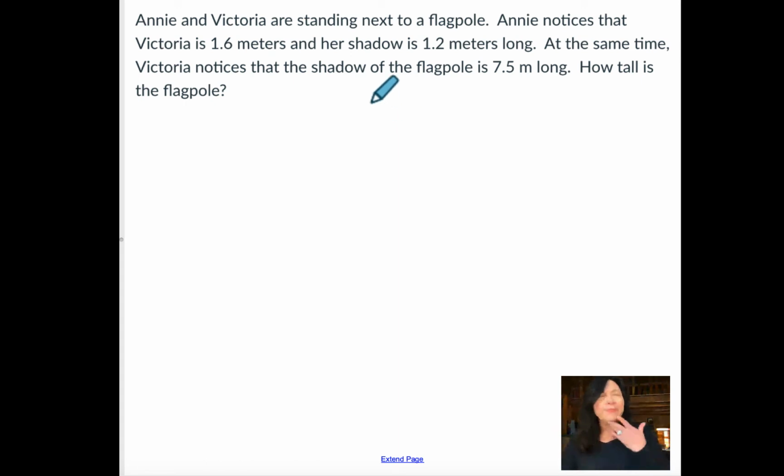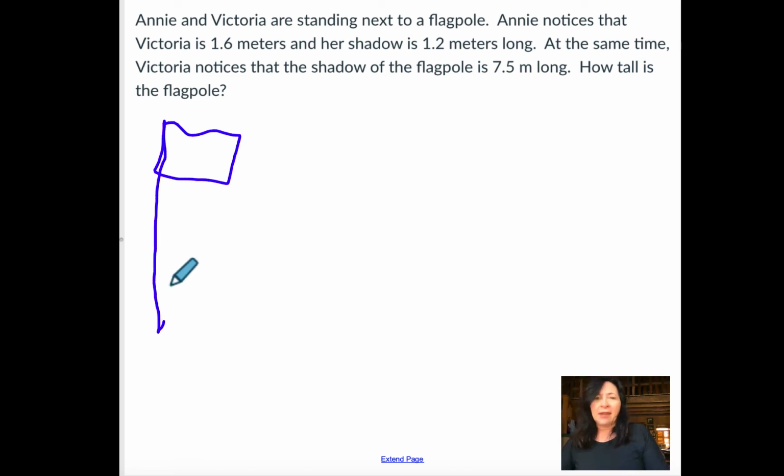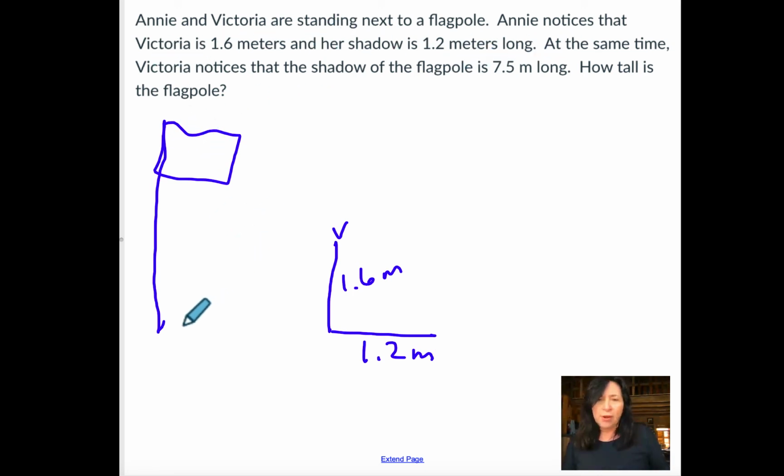Annie and Victoria, I've heard those names before, are standing next to a flagpole. So here's my flagpole, and blowing in the wind. Here it is, okay? And Annie notices that Victoria is 1.6 meters and her shadow. So let's see. Here's Victoria. Victoria, there you are. You are 1.6 meters. And your shadows are always on the ground, right? Unless you're Peter Pan, shadows are on the ground. And that's 1.2 meters. At the same time, Victoria notices that the shadow of the flagpole is 7.5 meters long.